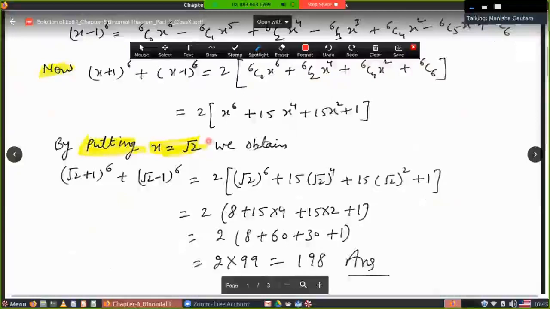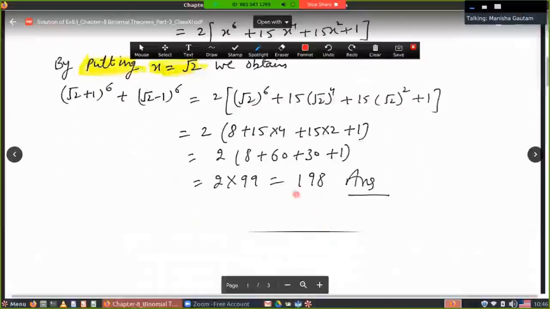Putting x is equal to root 2 in the previous expansion solution. This is the solution of the expansion. Now x is root 2. Put here (root 2) whole power 6 plus 15 (root 2) whole power 4, plus 15 into (root 2) whole power 2 plus 1, and simplify it. You will get, after simplification, that is 198.